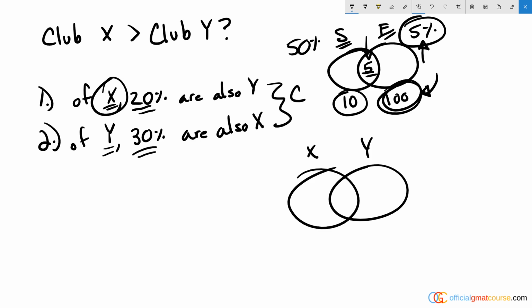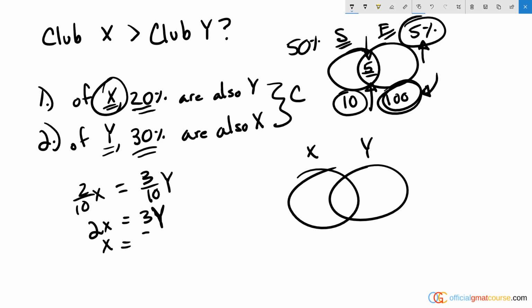If you have the overlap, it's going to be the same number for each side, right? It's 5 either way. So another way of thinking about this is 20% of X is equivalent to 30% of Y. Now, if you cross multiply, or if you multiply both sides by 10, you get 2x = 3y. And in this situation, if we divide by 2 on both sides, maybe that makes it even more obvious. X is equal to 150% of Y. So X is bigger than Y. You have to multiply Y by 1.5 to get X. And that means X is larger than Y as well.